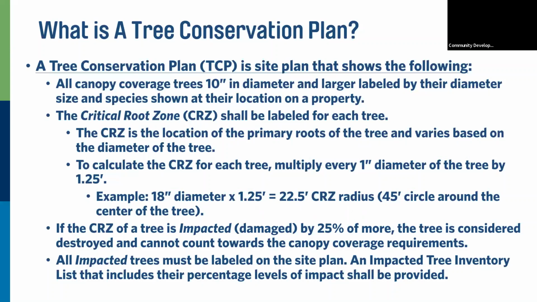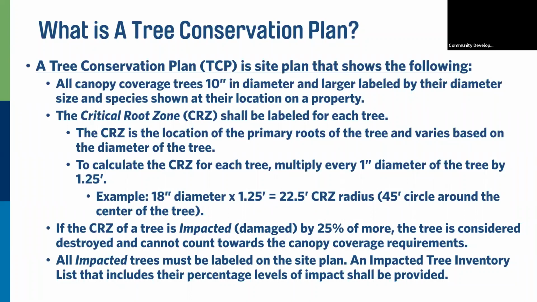I'm not going to read through all of this, but this is outlining everything that we need to see on a tree conservation plan, which will be existing trees, the critical root zone, any trees that are impacted, as well as the canopy coverage requirements. Can you explain to people how to calculate the critical root zone?